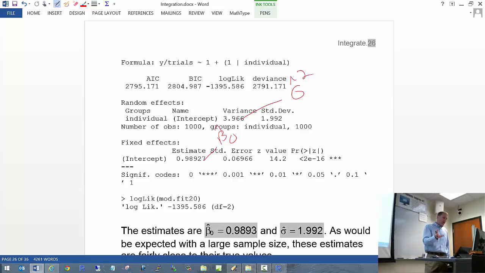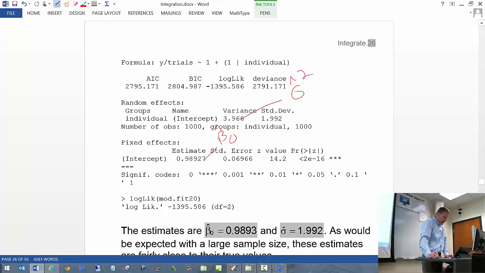The thing to notice here is that these are very close to their true values. Remember, we set beta 0 to be 1 and sigma to be equal to 2. This is why I like to do this in a teaching situation like this: it tells me that I'm getting what I should. If I wasn't getting this, then I'd be worried I had programmed this incorrectly.